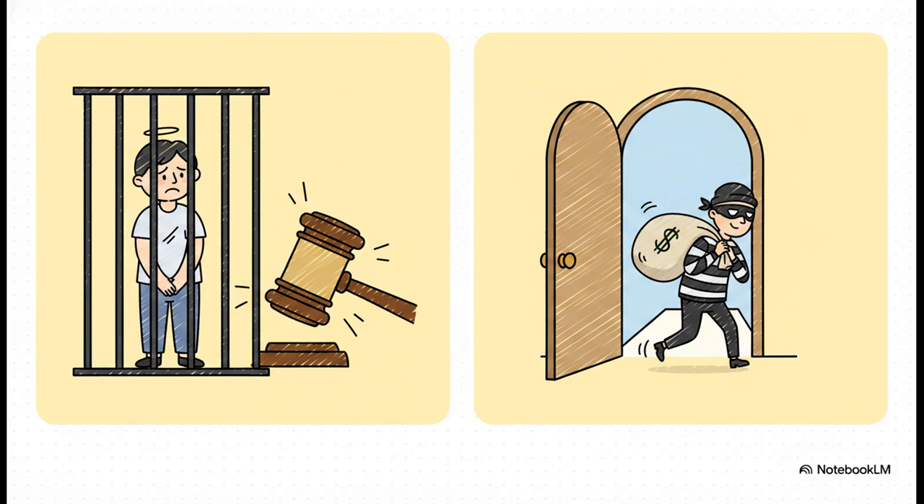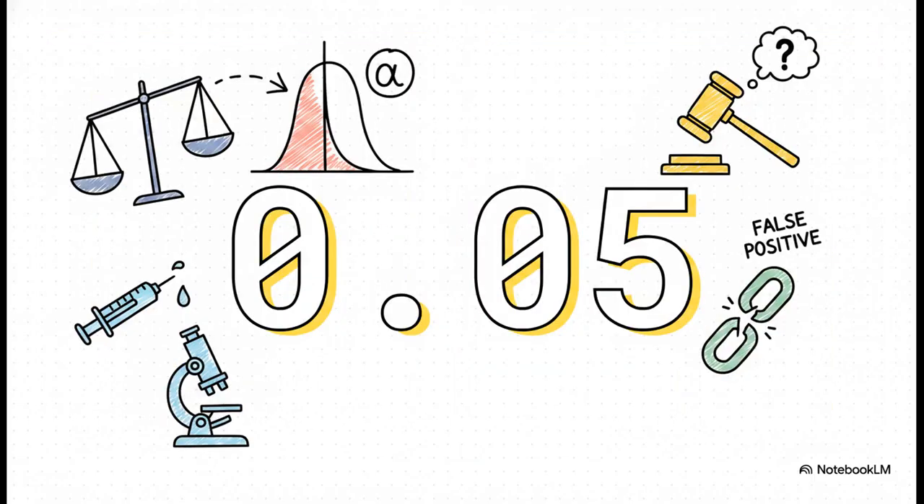Now, on the flip side, we have a Type 2 error, or beta. This is a false negative. You state there's no difference, but a true difference actually does exist out there in reality. That's like letting a guilty person go totally free just because you didn't have enough evidence. Which brings us to a really crucial question. What level of risk are we actually comfortable with?